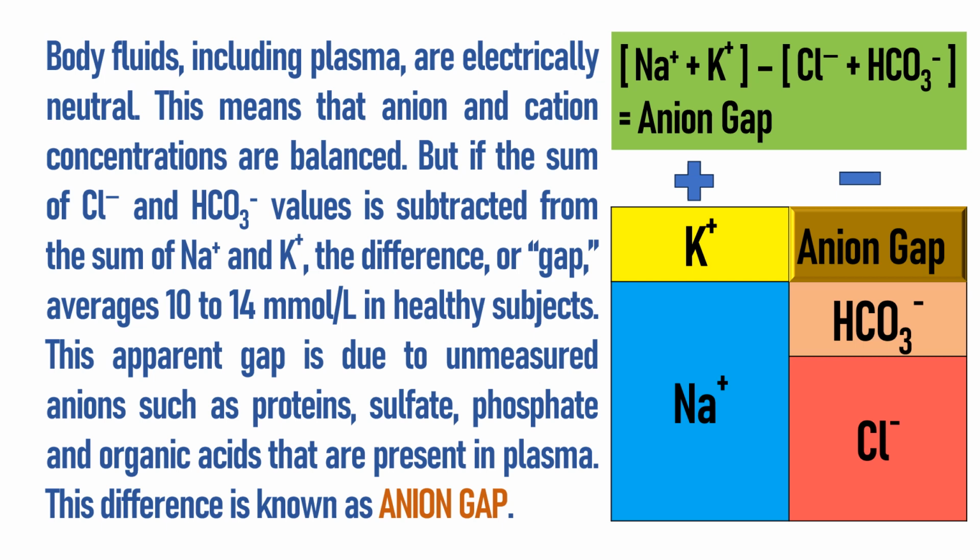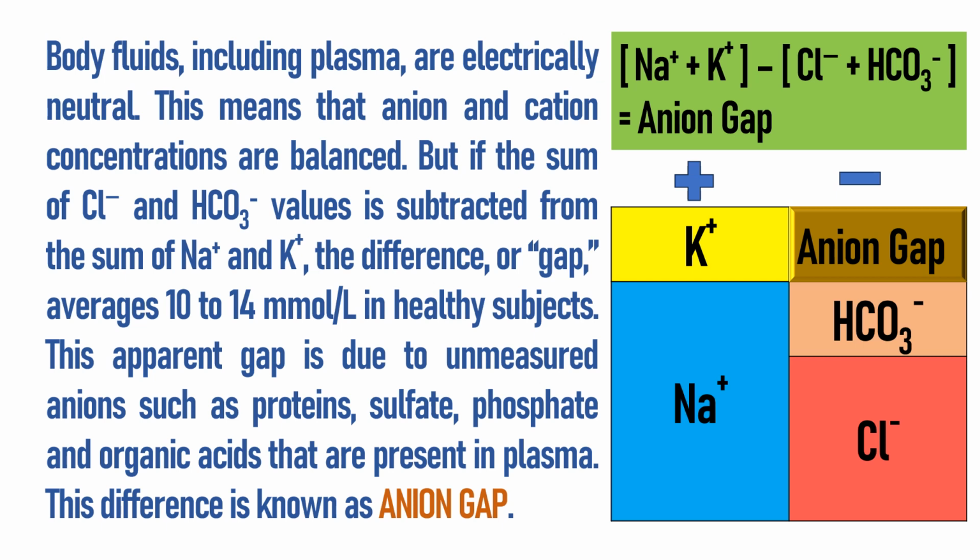Body fluids, including plasma, are electrically neutral. This means that anion and cation concentrations are balanced. But if the sum of chloride and bicarbonate values is subtracted from the sum of sodium and potassium, the difference, or gap, averages 10 to 14 millimoles per liter in healthy subjects. This apparent gap is due to unmeasured anions, such as proteins, sulfate, phosphate and organic acids that are present in plasma. This difference is known as anion gap.